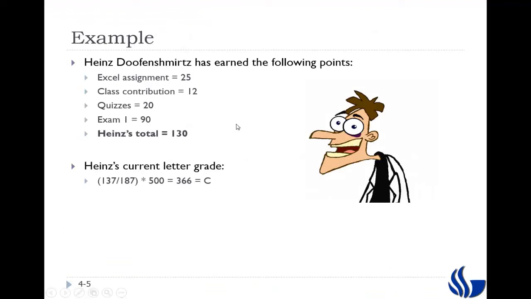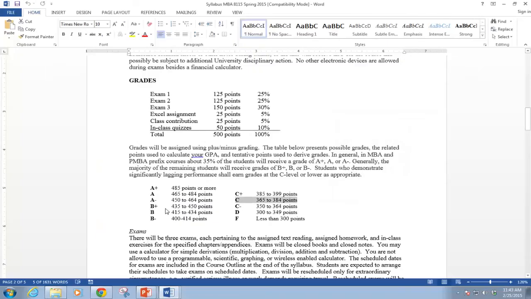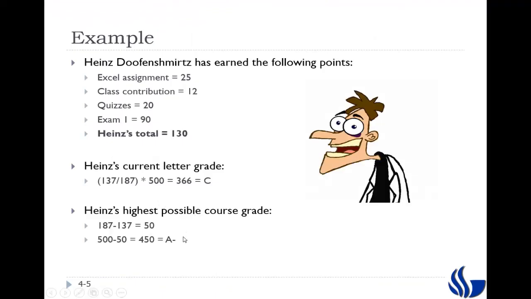However, that is not necessarily his final letter grade. To understand the final letter grade that Heinz could earn in the course, take the difference between the 187 and the 137, which is 50, subtract that from the total possible points in the course, 500, and that's 450 points. 450 points is the minimum that you need to get an A-. So assuming he gets every other point in the course, he could get a score of A-.